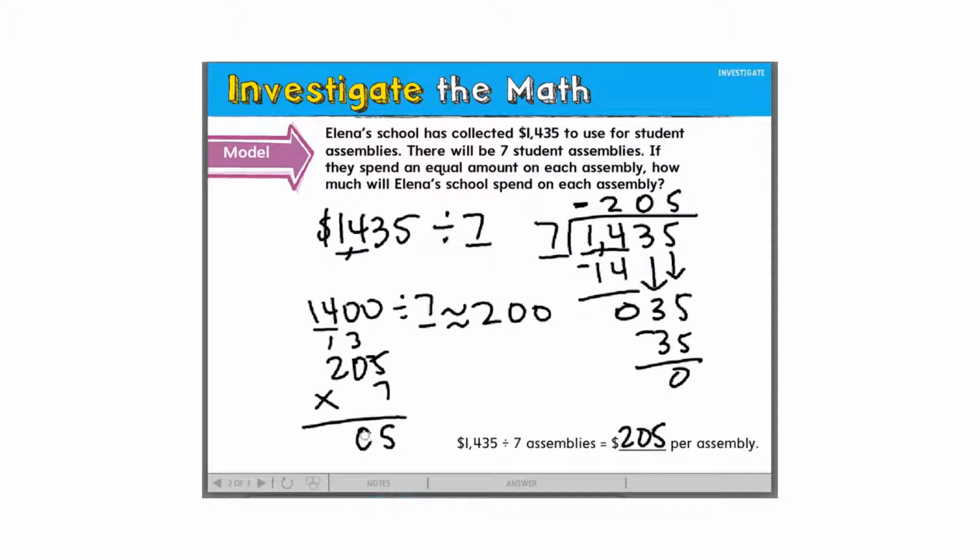Sorry, that would be a 3. 7 times 0 is 0, plus 3 is 3. And then I have 7 times 2 is 14, plus 21. So you get 1,435. So there are 2 ways that you can check your answers. You can either check your answer by estimating, or you can check your answers by multiplying. Either way.